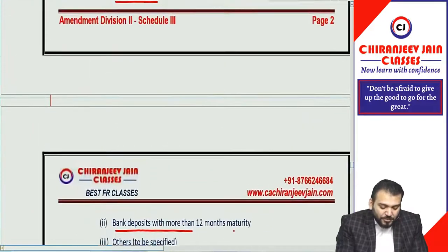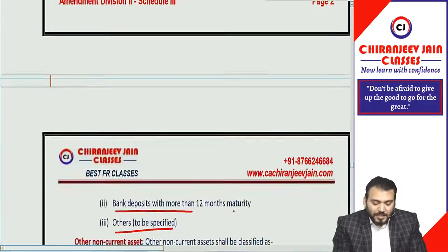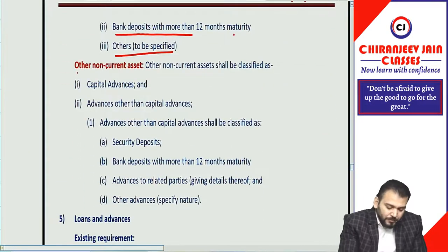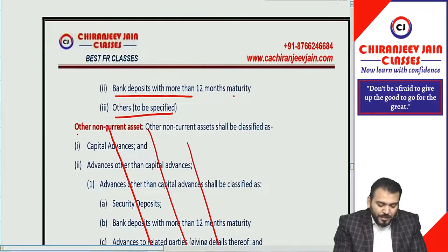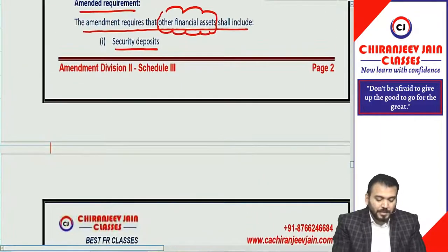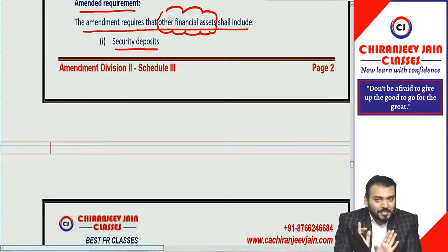It means just try to understand. So it will be shown under other financial asset. This should be correct. Have you understood this point? Correct. So now deposit will not be shown under the loan, the security deposit will be shown under other financial asset. This is one amendment. Have you understood this point?